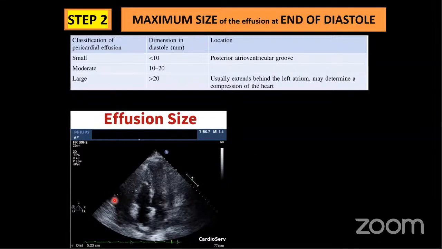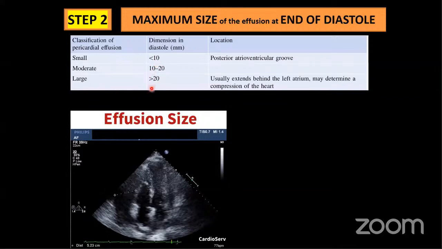So for that, what you have to do is measure the distance between the heart chamber and the end of the pericardium at the end of diastole. So at the end of diastole, you're going to make this measurement. And once you make this measurement, you see whether it is less than 1 centimeter, 1 to 2 centimeter, or more than 2 centimeter.